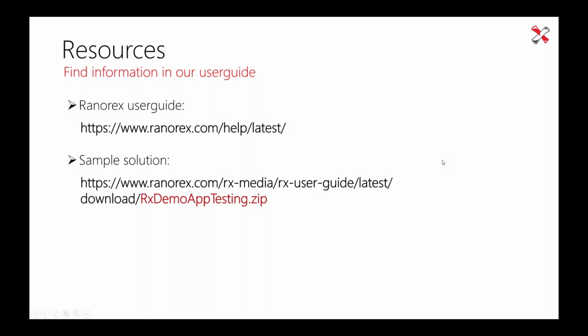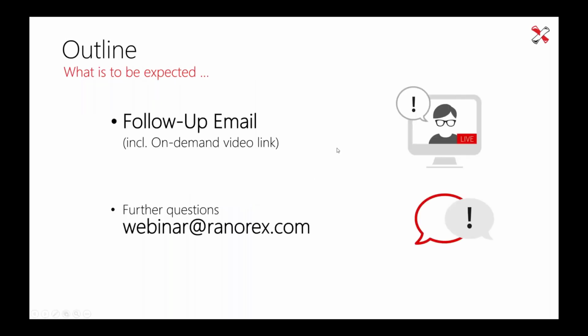Where you will find all of this: first of all, you could download the sample solution from ranorex.com/rxmeta/, and then it's rxdemoapp.testing.zip. And as I already told you, there is a user guide chapter with everything I showed you today.